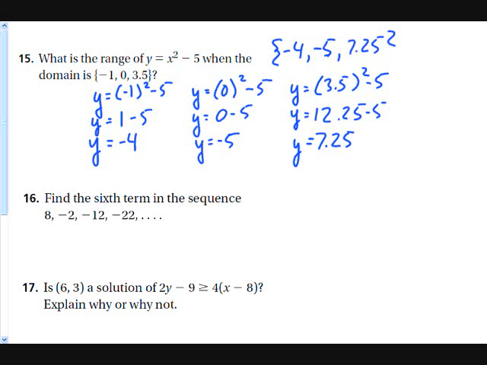But then the last thing I should do, since I have my range values, is technically I should have these written in order. So really I should write it as -5, -4, and then the 7.25. And that's my range. Again, it's just the y values that go with those x values.